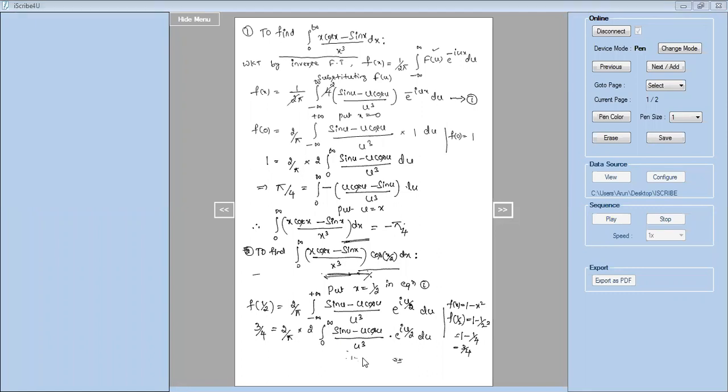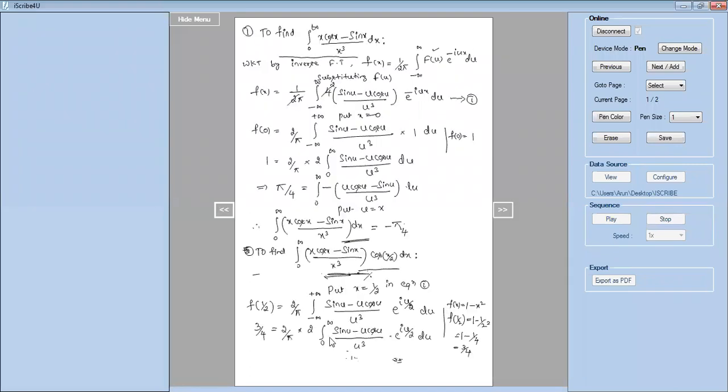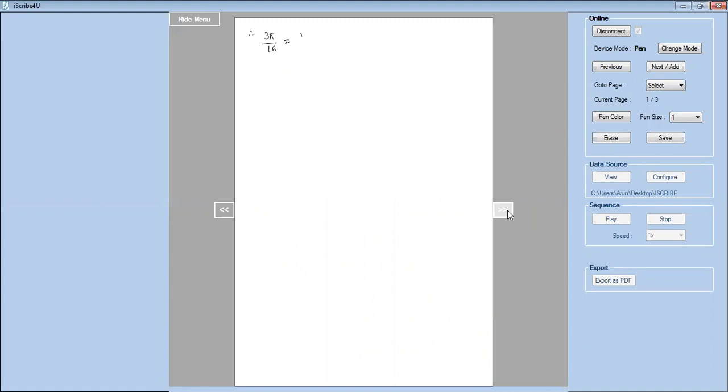I'll go to the next page now. So further, let us cross multiply. See, this is 3 into pi, 3 pi divided by 2; 2s are 4, 4 4s are 16. So it is 3 pi by 16. Therefore, 3 pi by 16 is equal to the integral from 0 to infinity of (sin u minus u cos u) divided by u cubed into e^(i·u/2) du.